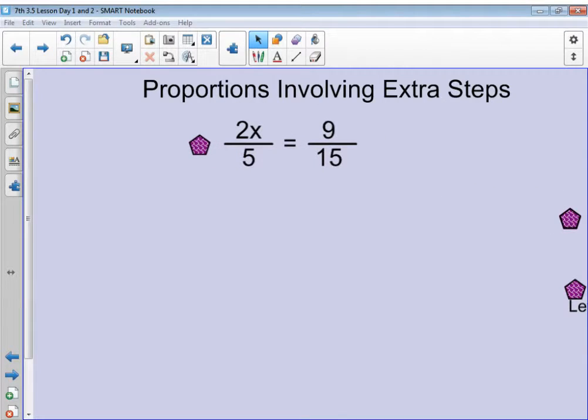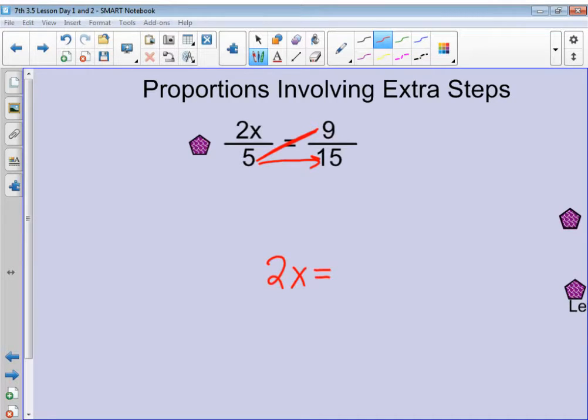Let's try this one. So same concept. We're going to cross multiply, divide. So I'm going to find out that 2x equals that cross multiplying divide. So 9 times 5 is 45 divided by 15 gives me 3. And if you need to use the calculator, you can do that. So now I have 2 times x equals 3. So to get x by itself, right now it's multiplying, so we're going to divide by 2. X equals 3 divided by 2, which is 1.5.